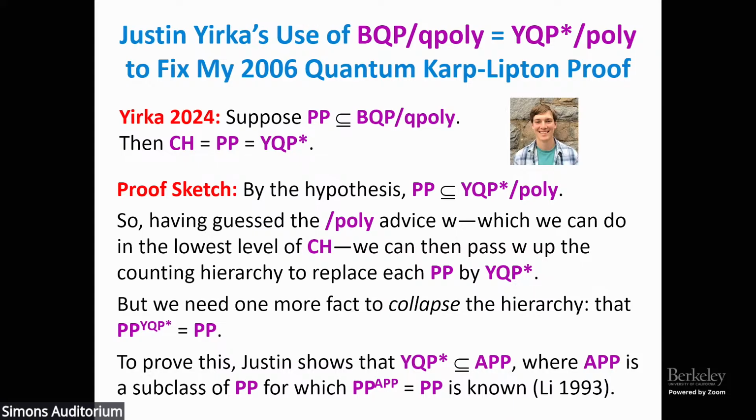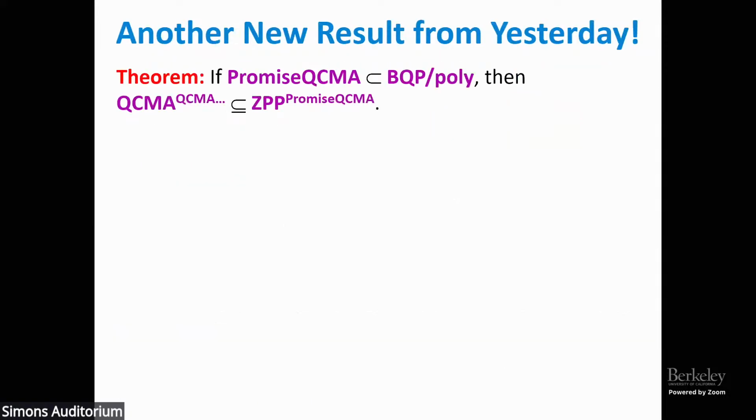where it's a subclass of PP, or Lee in 1993 showed that PP to the APP equals PP. Okay, so by the way, APP also has a quantum characterization that was discovered in 2016. You can think of it as post-BQP, but with the restriction that the post-selection part can only depend on the length of the input. Okay, and then if the post-selection succeeds, then whether you accept or reject can depend on the input itself.